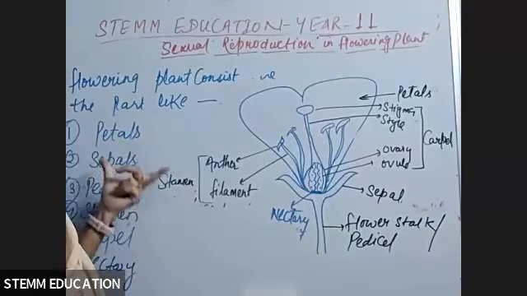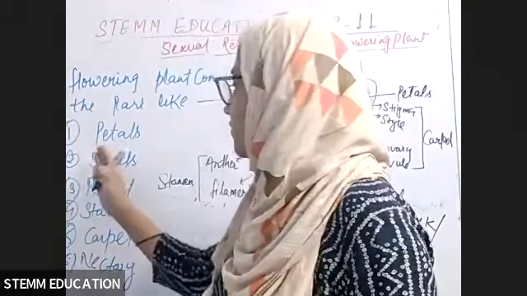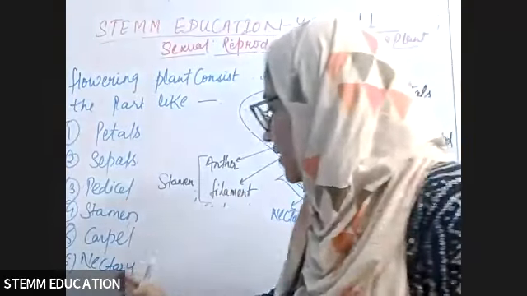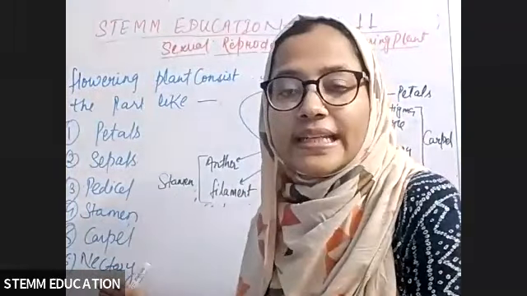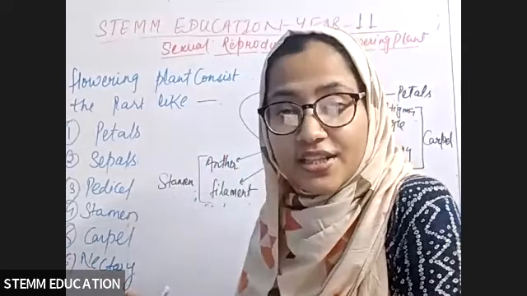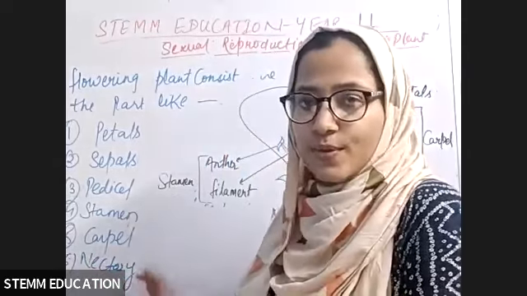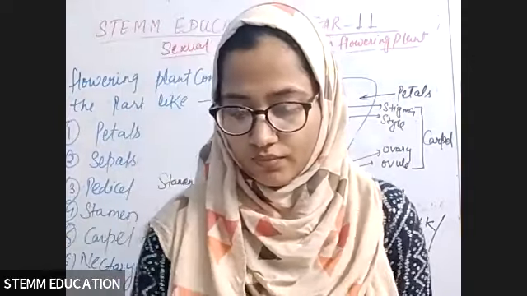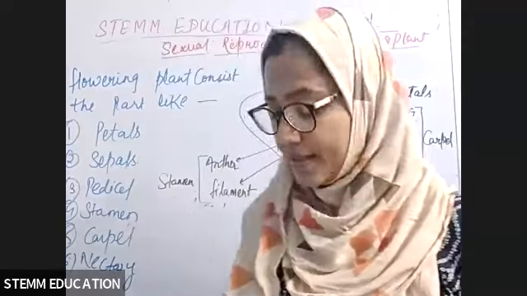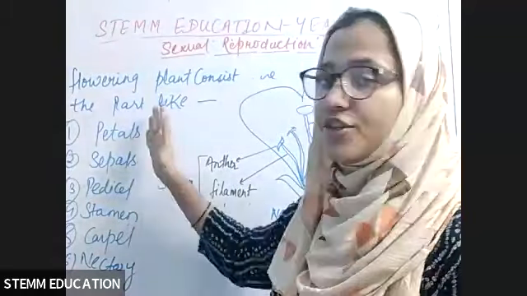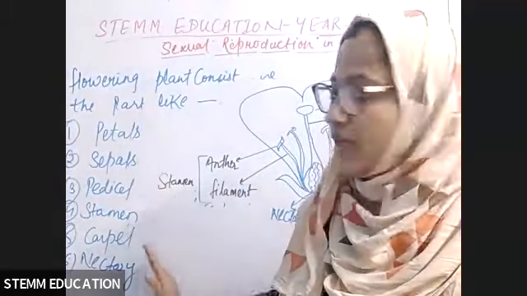So these are the parts of the flower. The nectary releases a sugary liquid known as nectar to attract insects. Very good. One by one, we will study the function of these parts of the plant, like the function of petals.